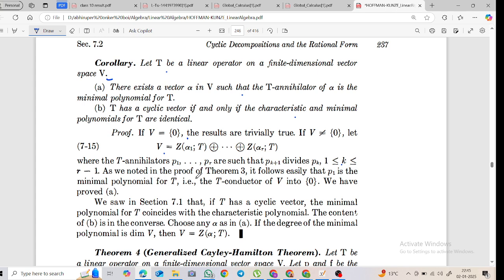As we noted in the proof of theorem 3, it follows easily that P1 is the minimal polynomial for T, because every Pi divides P1. This P1 is the minimal polynomial for T.